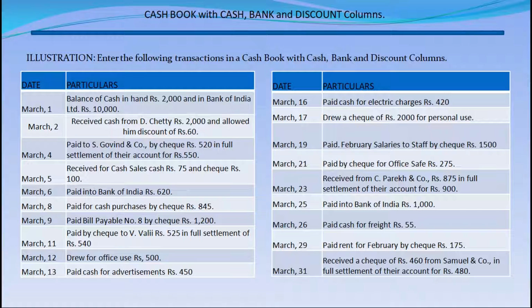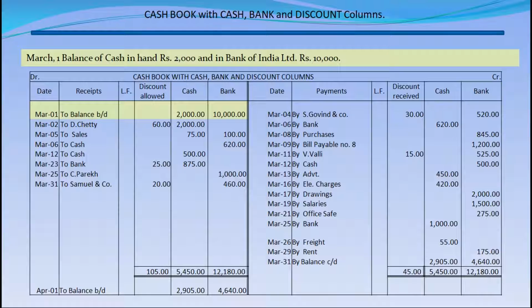Illustration. Enter the following transactions in the cash book with cash, bank and discount columns. We have an illustration here, and each transaction we will record in a separate sheet, and I will explain to you how it has to be recorded. March 1. Balance of cash in hand 2000 and in Bank of India Limited 10,000 rupees. For this we will open a cash book with cash, bank and discount columns.